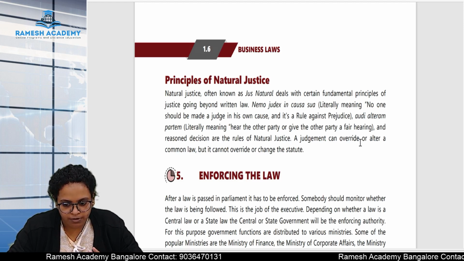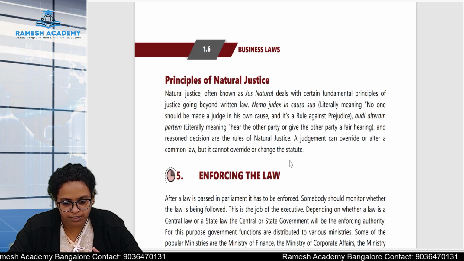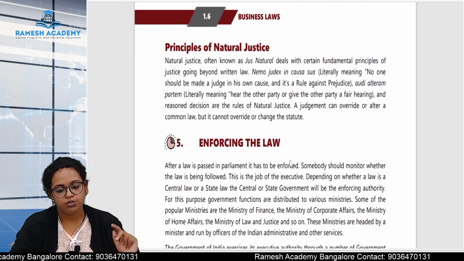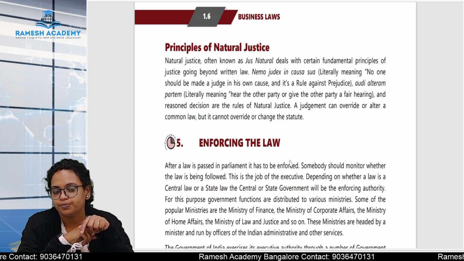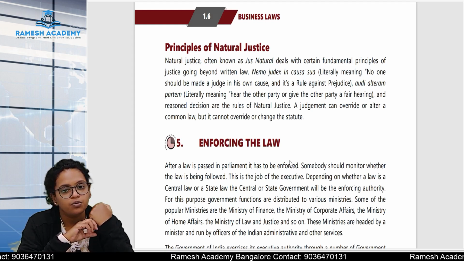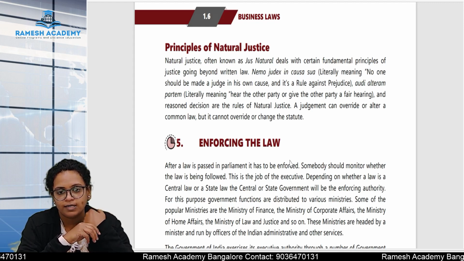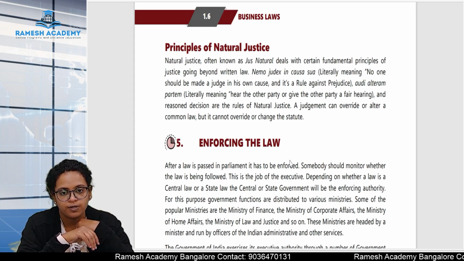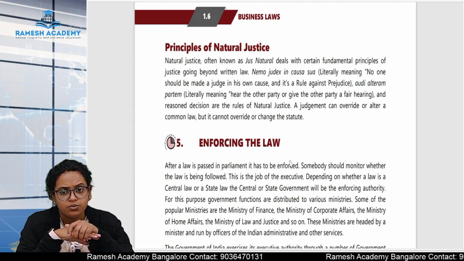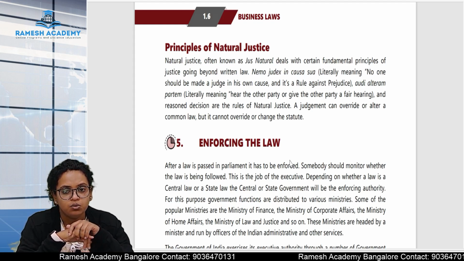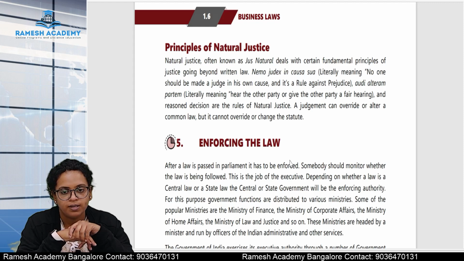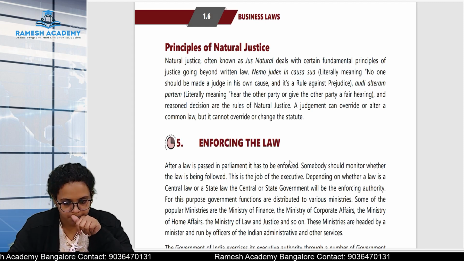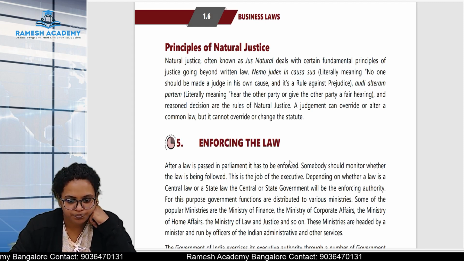The judgment can override or alter a common law, but it cannot override or change the statute, of course. As I told you before also, any decision taken by the Supreme Court cannot be overridden by any other court. But the judgments taken by the lower courts below the Supreme Court can be overridden by the Supreme Court, but it cannot change the statute.